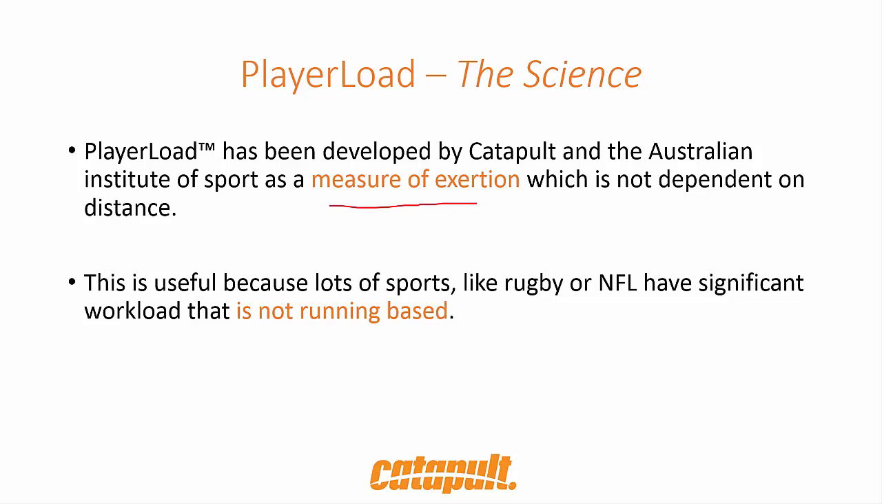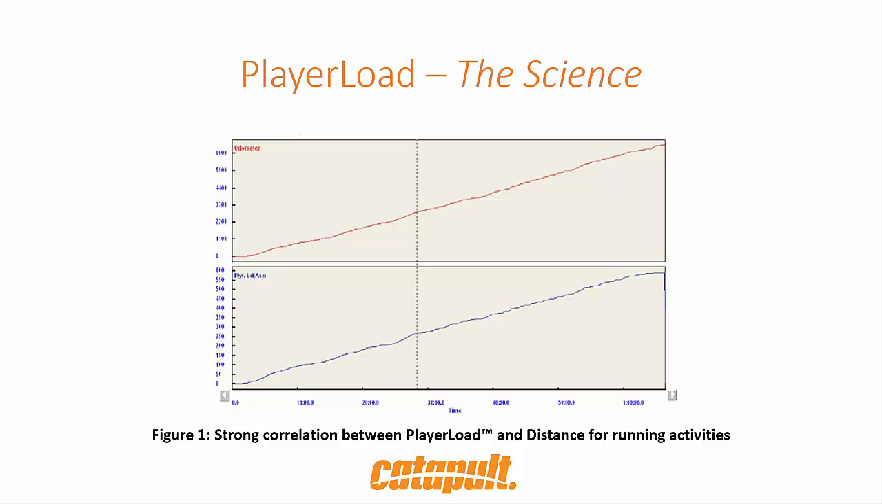So it's useful for sports like American football and rugby, because it's not running based. We're looking purely at acceleration. So we're looking at speed and how often that's changing, and tell me the accumulated player load for that session. So this just illustrates how they're correlated, but they're not dependent upon one another.